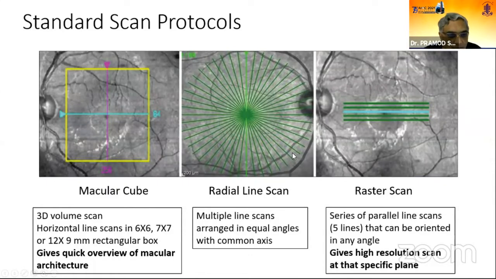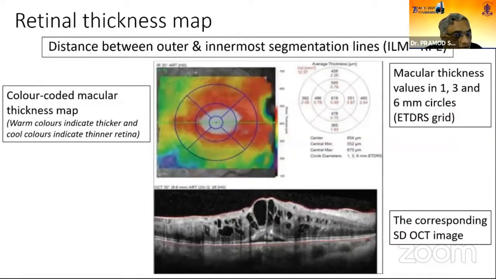Typically, the standard scan protocol we use is a macular cube, which gives a quick overview of macular architecture. Then we have a radial line scan, where you have multiple line scans arranged at an equal angle with a common axis. Or you can have a raster scan, where a series of parallel line scans can be oriented at any angle, which gives us a high-resolution scan at a specific plane. We also use color coding, where warm colors indicate thicker retina and cool colors indicate thinner retina, and we have an overlying superimposed ETDRS grid, which gives exact thickness values in 1, 3 and 6 millimeter circles.